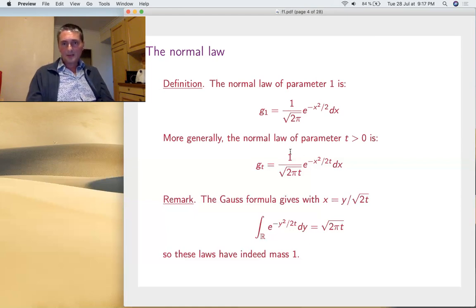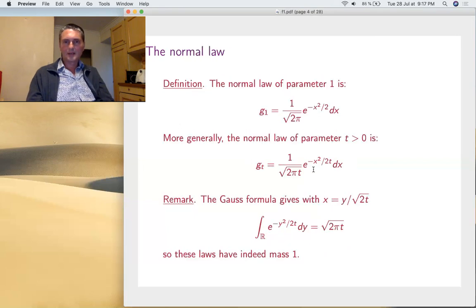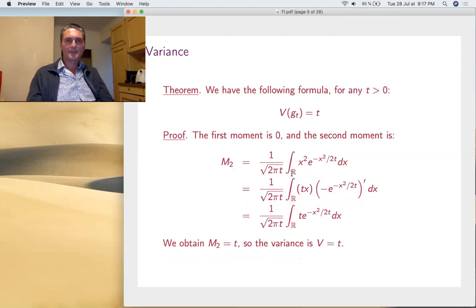So as I was telling you, this is the definition with this notation, and you'll see later why we're using this notation. As I was telling you, the mass is 1. That's from the Gauss formula. So let's go back. If we do this change of variables, you see minus x squared. I want to get minus x squared over 2t, so I do this change of variables. So I get square root of 2 pi t. That's what I have to put here.